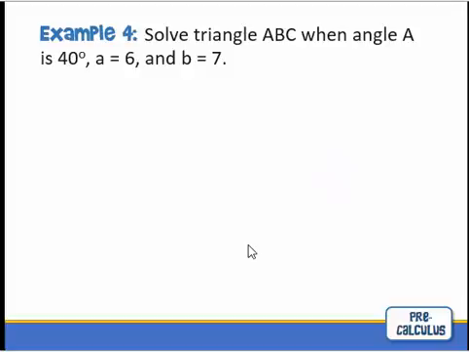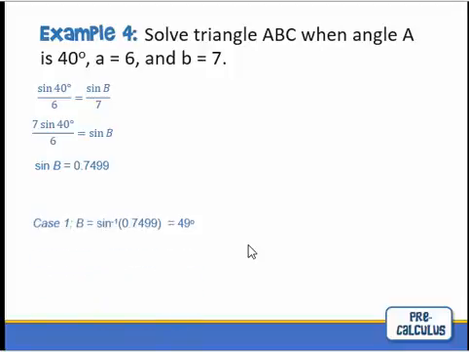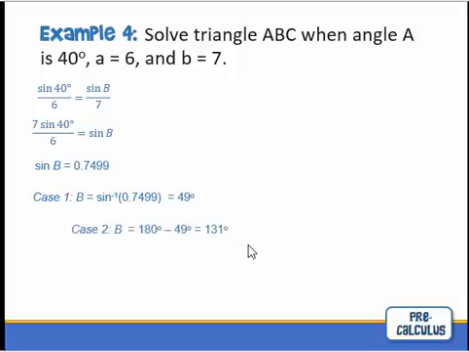Okay, here's another example, same type of problem. So this time we start off with sine A over a equals sine B over b, and multiply both sides by 7 to solve for sine B. We wind up with sine of B is about 0.75, 0.7499. So again, there's two possibilities. Case 1 could be that we get the inverse sine of that number, which is 49 degrees in quadrant 1. Potential case 2, if we subtract from 180 to get the one in quadrant 2, we have 131 degrees.